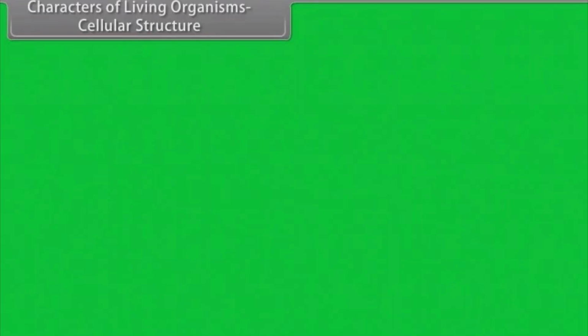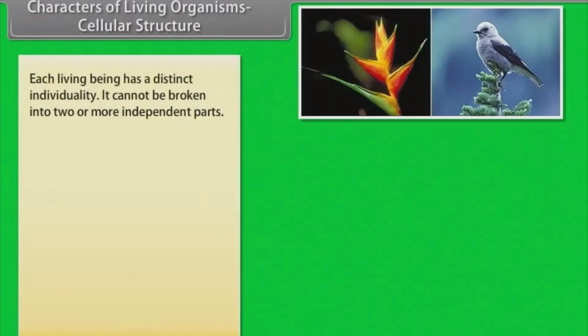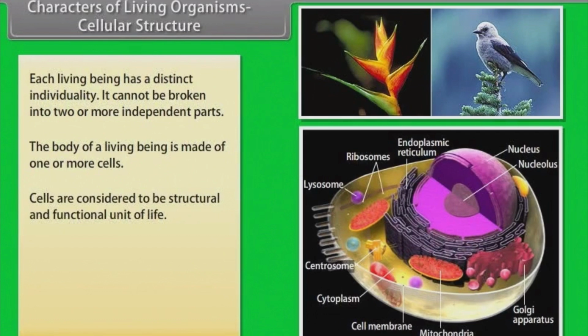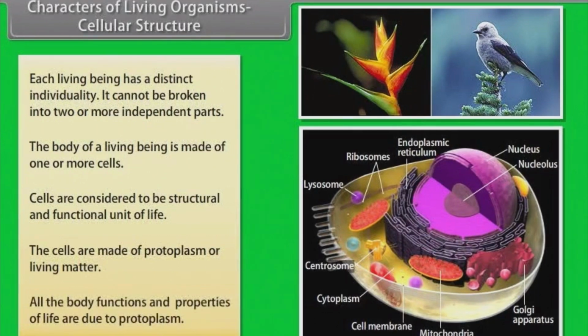Characters of living organisms. Cellular structure. Each living being has a distinct individuality. It cannot be broken into two or more independent parts. The body of a living being is made of one or more cells. Cells are considered to be the structural and functional unit of life. The cells are made of protoplasm or living matter. All the body functions and properties of life are due to protoplasm.